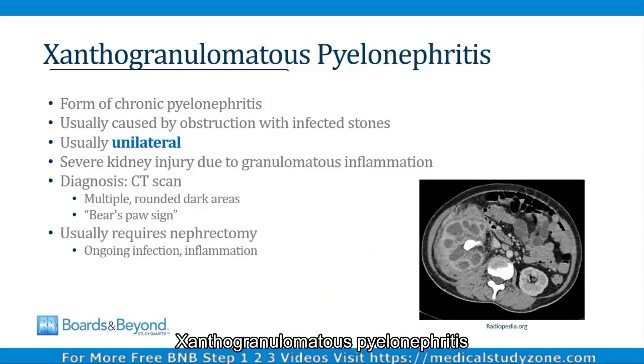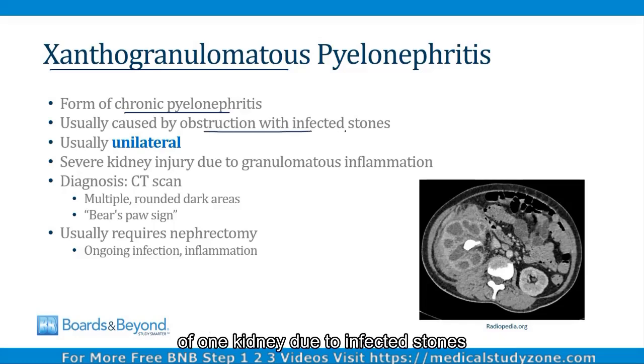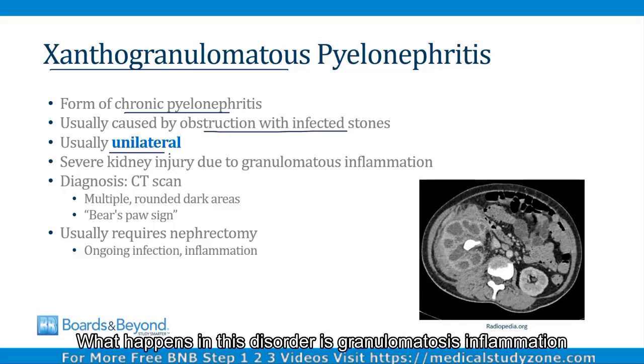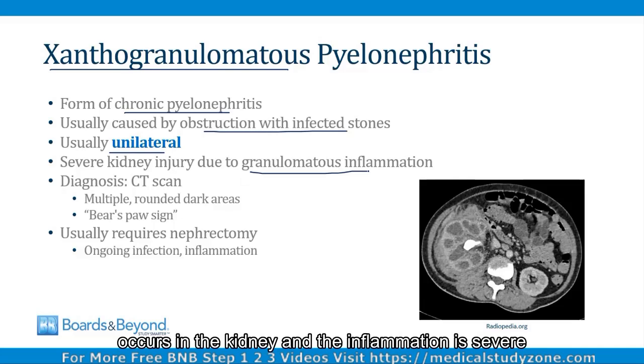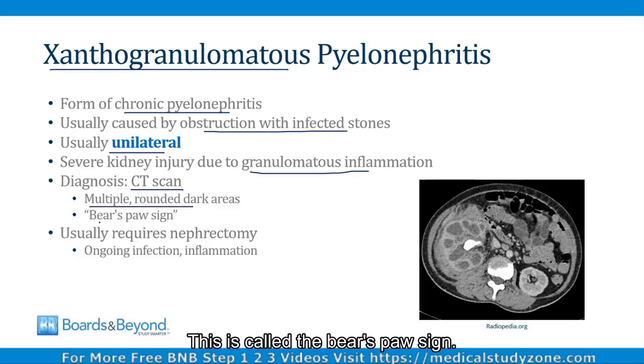Xanthogranulomatous pyelonephritis is a subset or form of chronic pyelonephritis that occurs in a minority of cases of chronic pyelonephritis. Usually it's caused by obstruction of the outflow of one kidney due to infected stones, and for that reason it's usually unilateral. What happens in this disorder is granulomatous inflammation occurs in the kidney, and the inflammation is severe and it can cause the entire kidney to fail. The diagnosis is made by CT scan. The classic finding are multiple rounded dark areas in the kidney. This is called the bear's paw sign.